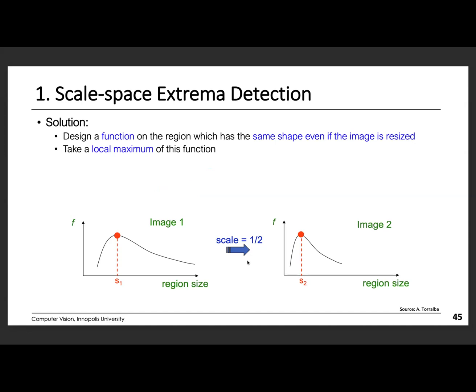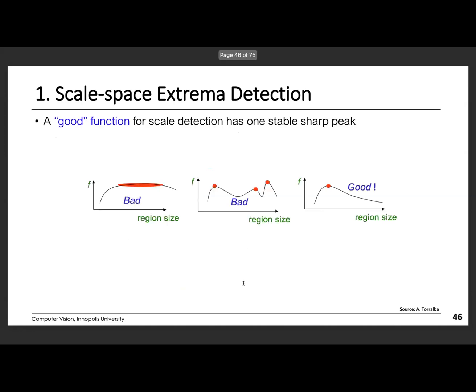A good function should look something like this, right? A good function should have just one place where it is a corner. So just one scale. For that scale, it is a corner. Everything else, it should not be a corner. And it should not be like multiple different regions that could give us a corner. So it's not a corner at 6 pixels, and again a corner at 20 pixels and 70 pixels, right? It should be a corner at just one scale, and that's it.